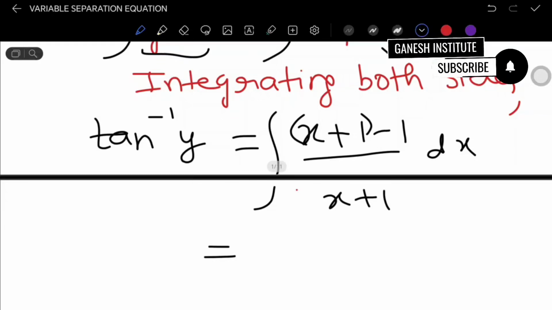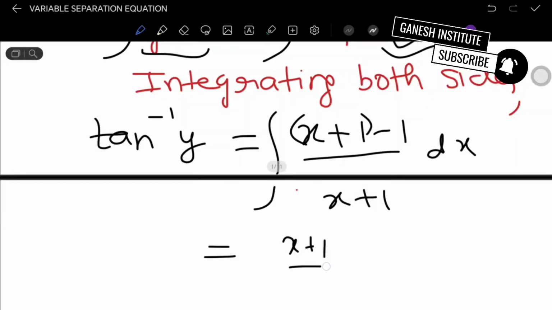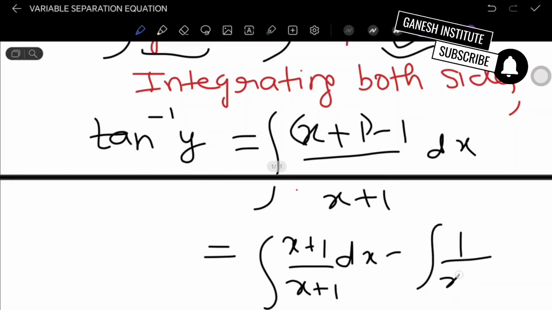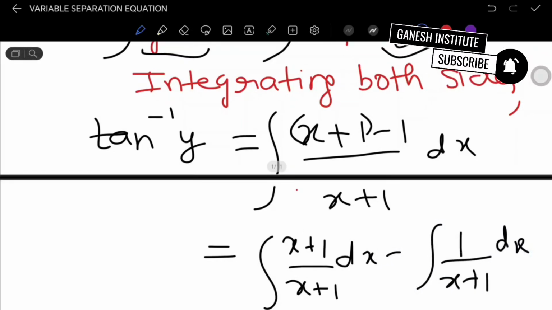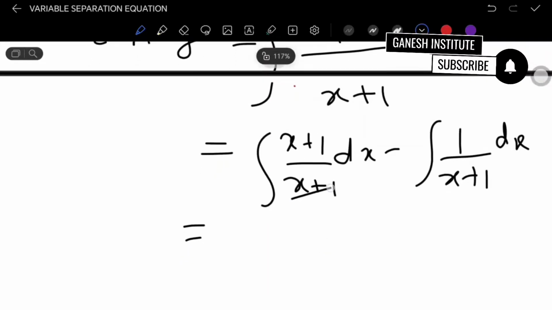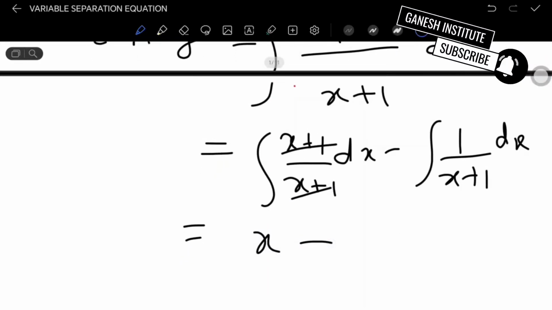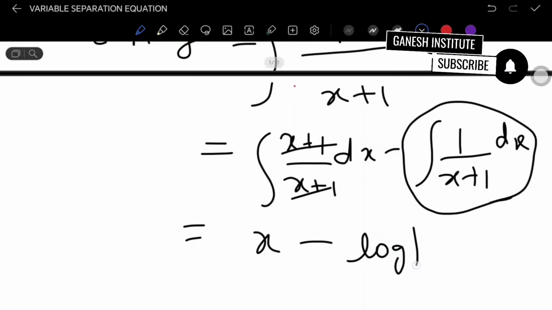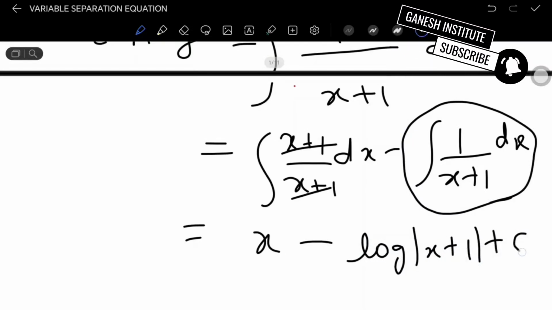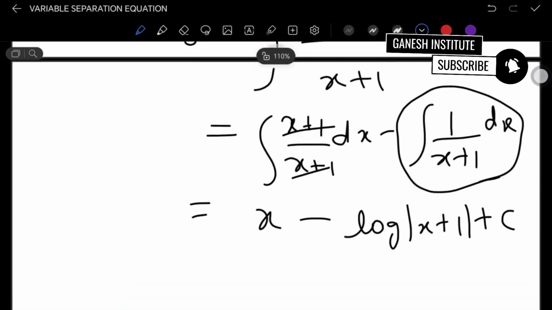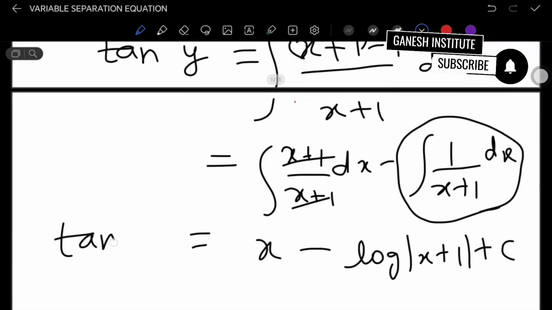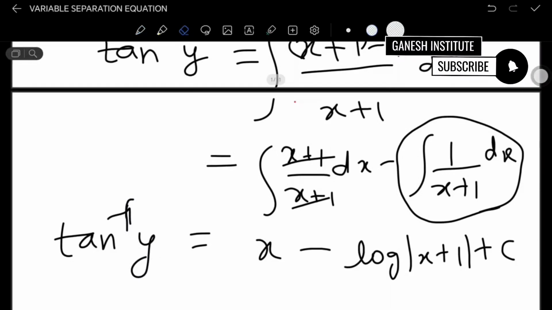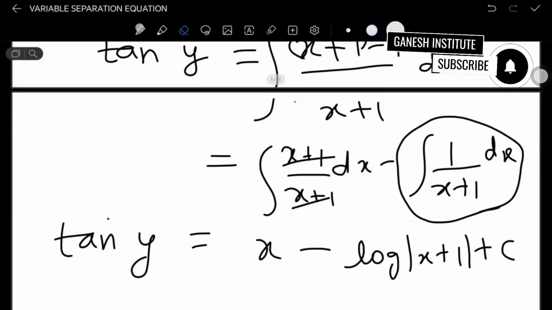x plus 1 by x plus 1 dx, and here 1 upon x plus 1 dx. So it will give you, this is 1 dx, that is x, minus this is 1 upon x form, so it will be log of x plus 1 plus c. This is the answer.